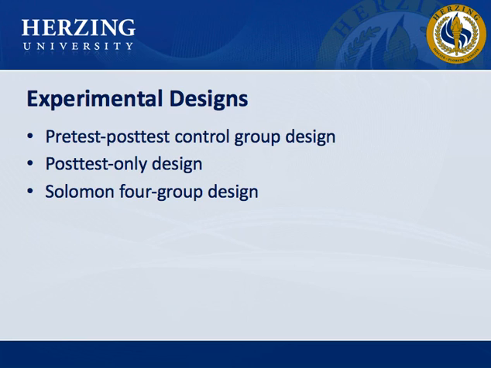The disadvantage is the external threat of the reactive effects of the pretest, meaning results can be generalized only to situations in which a pretest was administered. In the post-test only control group design, the subjects are randomly assigned to groups. The experimental group receives the experimental treatment. The comparison group receives the routine treatment or no treatment, and a post-test is given to both groups.